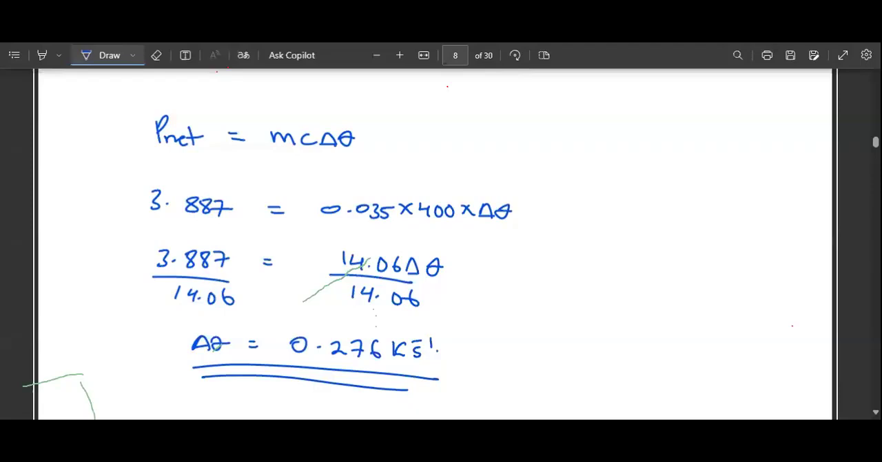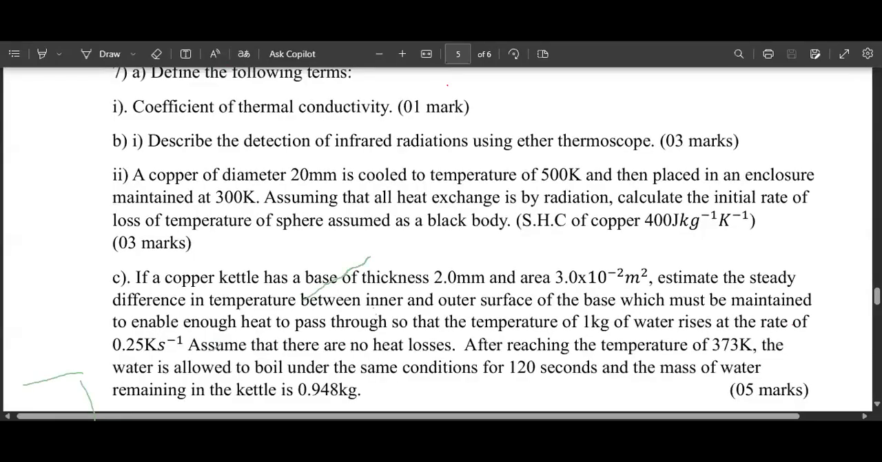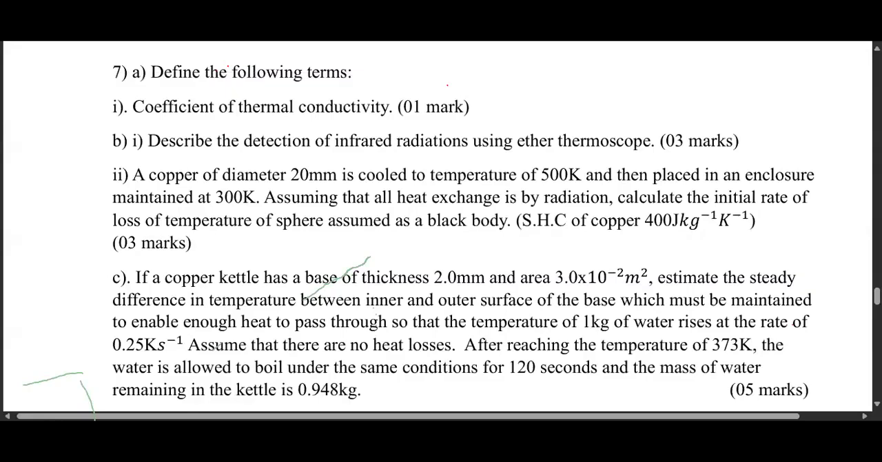Then part C: if a copper kettle has a base of thickness 2.0 millimeters and an area of 3.0 times 10 power negative 2 meters squared, estimate the steady difference in temperature between the inner and the outer surface of the base, which must be maintained to enable enough heat to pass through so that the temperature of 1 kilogram mass of water rises at a rate of 0.25 kelvins per second. Assume that there are no heat losses.